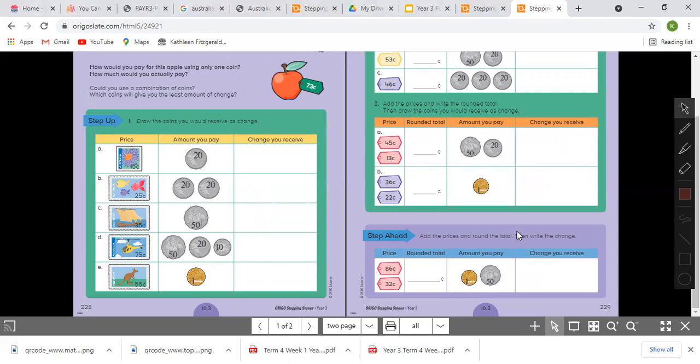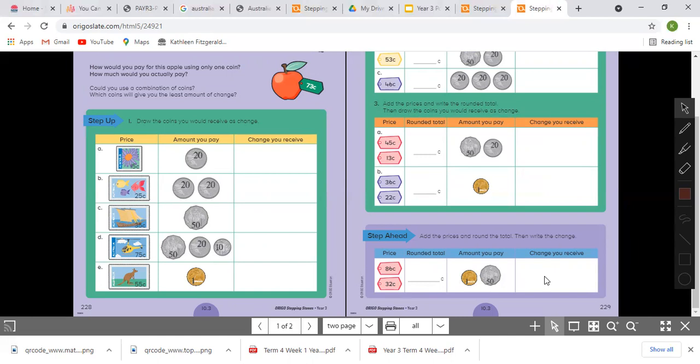And for our step ahead, add the prices and round the total. So again, that's a very similar one to the above one, except that we're going over $1 this time. So you're going to round your two prices to $1 and something cents. You're paying with $1.50. How much change will you receive?